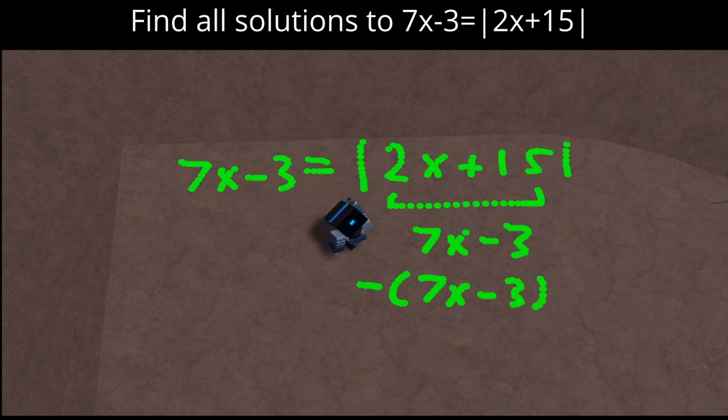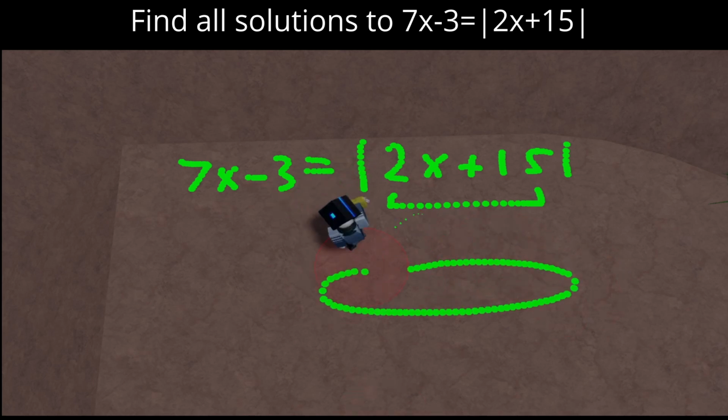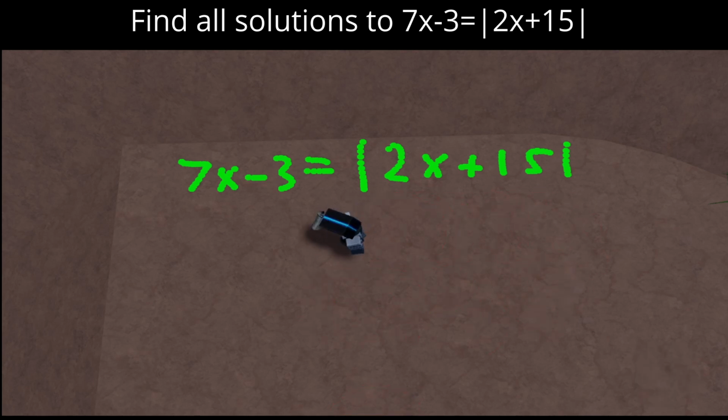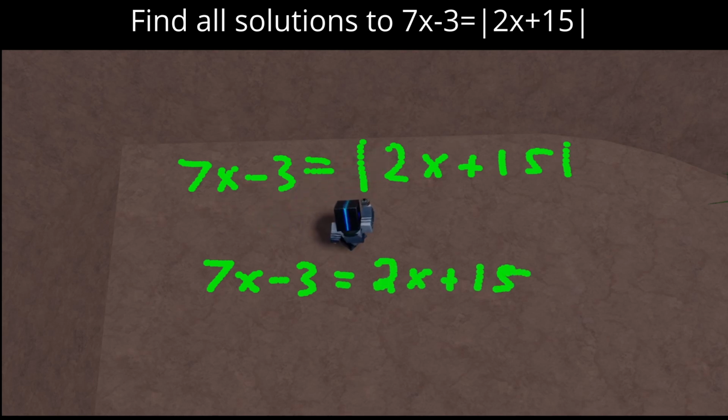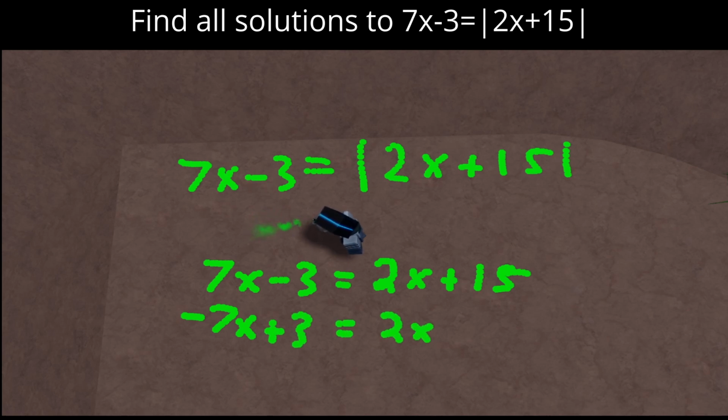So let's set up equations where 2x plus 15 is equal to this one and that one. Okay, now I'll have 7x minus 3 is equal to 2x plus 15 as one equation. And I'll have negative 7x minus 3. If I simplify that, that's minus 7x plus 3 is equal to 2x plus 15. Let's solve both these equations to get solutions for x and then verify both of those solutions to see if both are true or if only one is true.